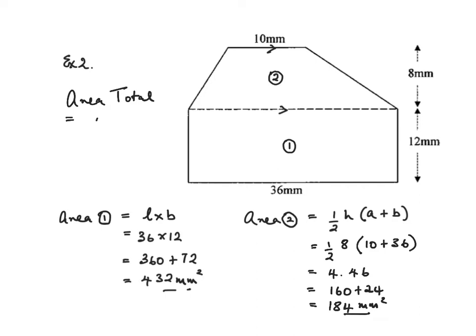And the total area is found by adding both together. So 432 plus 184. 4 and 2 is 6. 8 and 3 is 11. Put down 1, carry 1. 4 and 2 is 6.